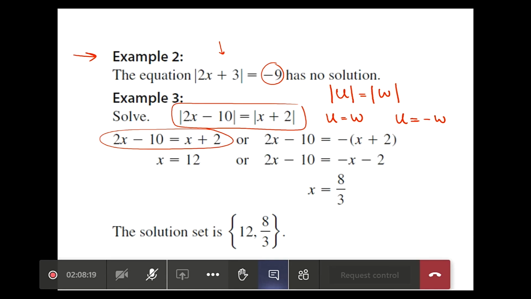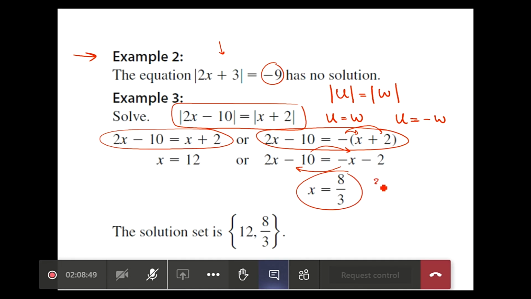We have negative for what? Not for x, not for 2, but for x plus 2. Now put the negative inside the brackets, so we have negative x, negative 2. Move the negative 10 and the negative x to the left hand side, so we have 2x plus x equal negative 2 plus 10. So we have 3x equal 8. Dividing by 3, we have x equal 8 over 3.